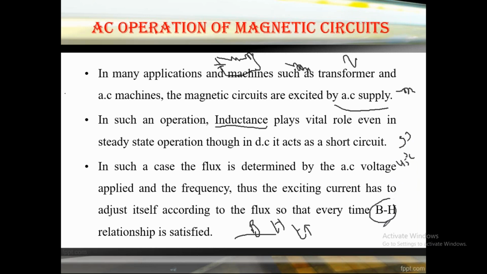At the same time, when we are applying the DC supply to the material, its BH relationship is not satisfied because of this reason. Now if you are using the AC supply to any material, its BH relationship is satisfied. This is the reason why we are using the AC supply for electrical devices. Now we'll see from the experiment point of view how the AC supply will act.